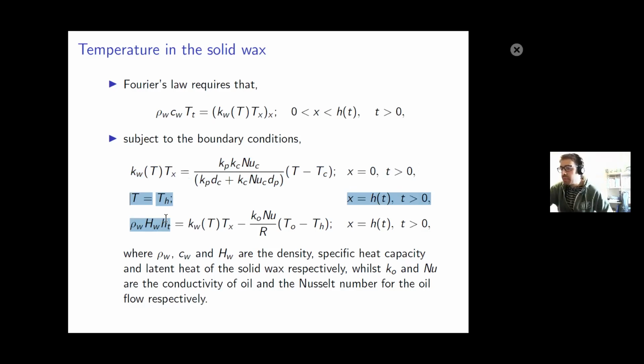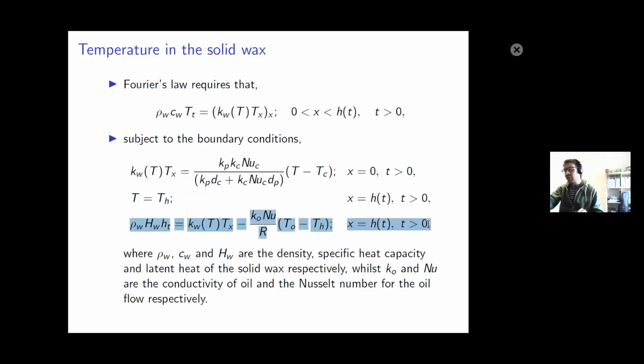Additionally, we need to prescribe 2 further boundary conditions here. Now, the first of these makes physical sense quite clearly, which is that the temperature of the solid wax layer at the top of the wax layer, that is where the wax is solidifying, or turning from liquid to solid, we prescribe to be precisely TH at this location. So the temperature at which wax solidifies is the temperature T at the top of the wax layer.